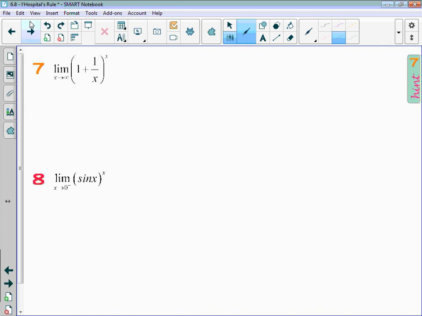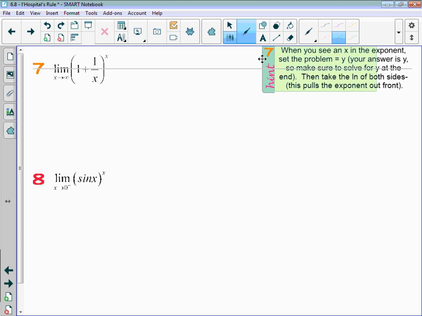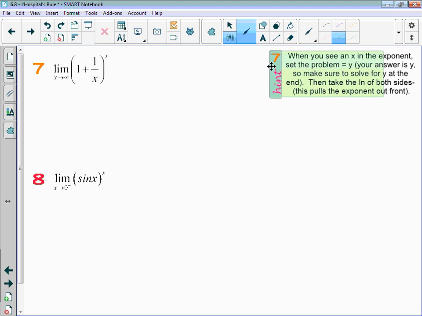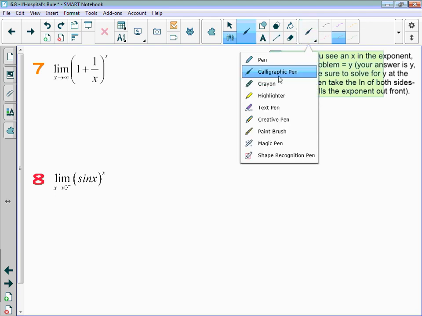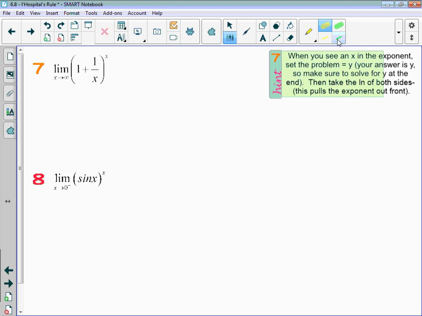Now back here, these are kind of a different story. So I think I drug the hint on before I printed it, right? So when you see an x in the exponent, set the problem equal to y. So your answer is y, so make sure you solve for y at the end. That's something that maybe you want to highlight or kind of make note of here. Okay, your answer is y, so make sure to solve for y at the end. Otherwise, you end up with the wrong answer, and that's really annoying because you did all of your work, you just didn't finish it out.